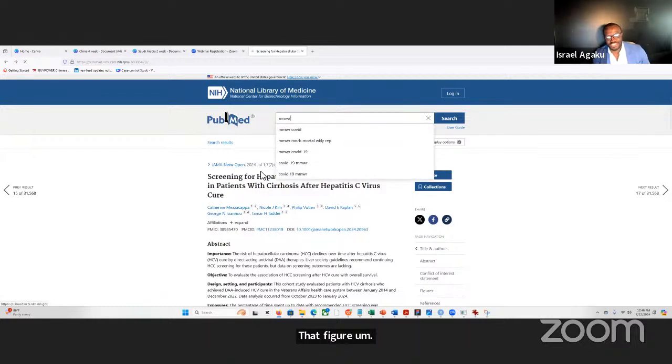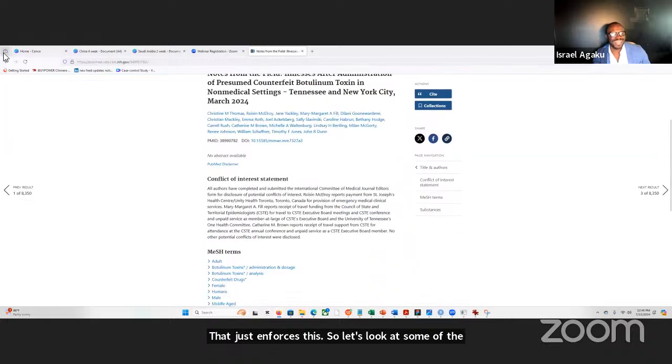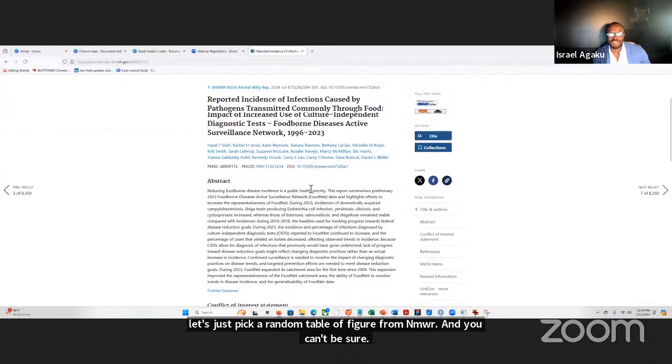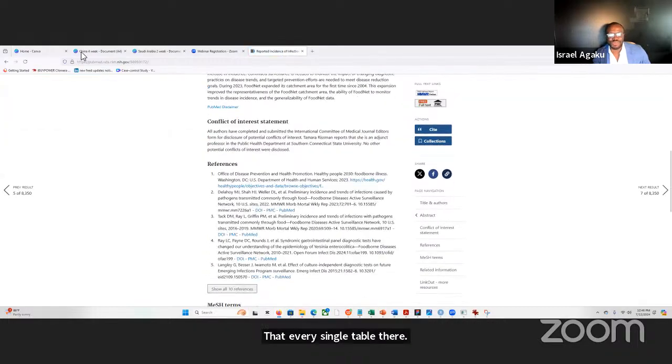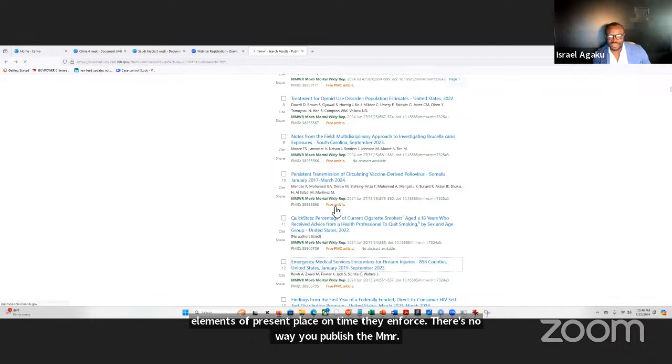MMWR is one of the best journals that just enforces this. So let's just pick a random table or figure from MMWR, and you can be sure that every single table there has elements of person, place, and time. They enforce it. There's no way you publish in MMWR without the journal editors enforcing that. Let me find the table here.